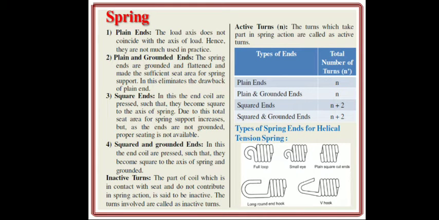Now again we will see the ends of the spring one by one. The first one is the plain end, the second is the plain and grounded end, the third is the square end, and the fourth is the squared and grounded end. Then there are two terms, inactive and active coil turns, that we will see. First we will start with the plain end.